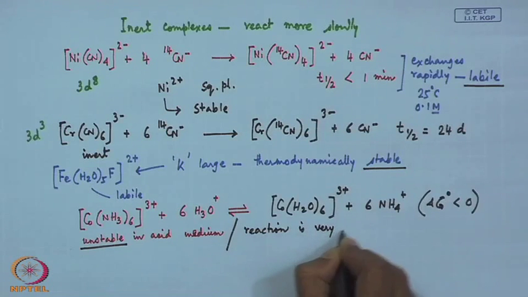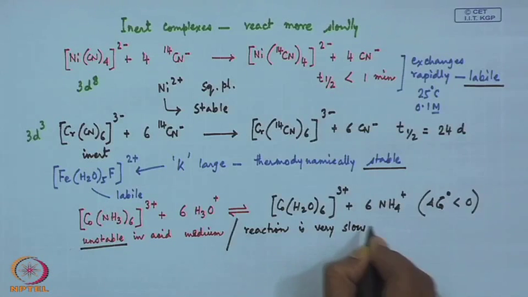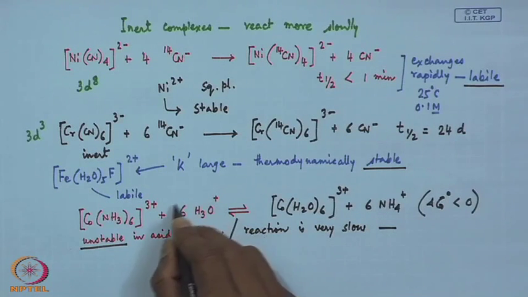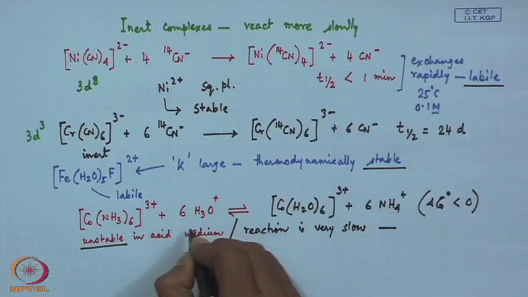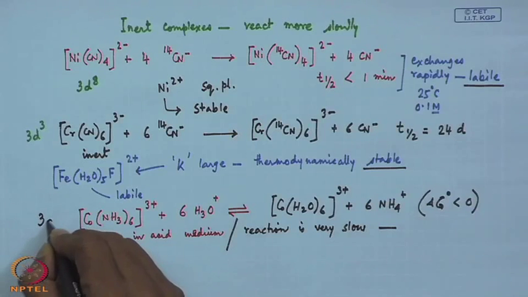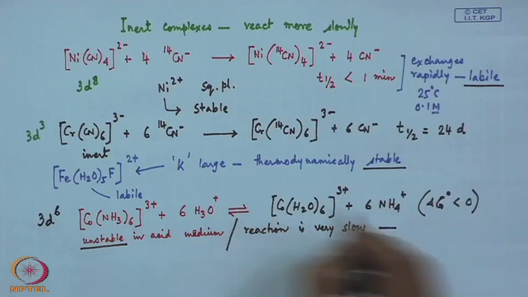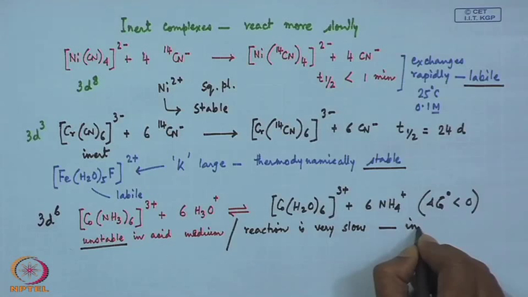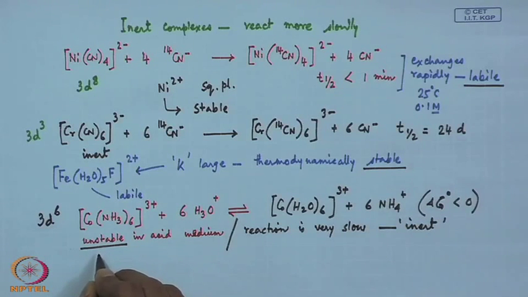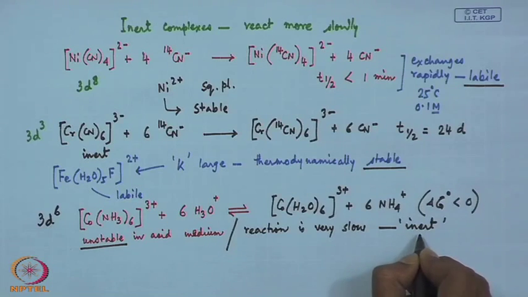The reaction is very slow, that means it is reacting slowly with the acid available in the medium. That means this particular compound, with the d6 electronic configuration, is kinetically inert. It is unstable thermodynamically, but kinetically it is inert. Okay. So, next day we will consider the other reaction mechanisms. Thank you very much.